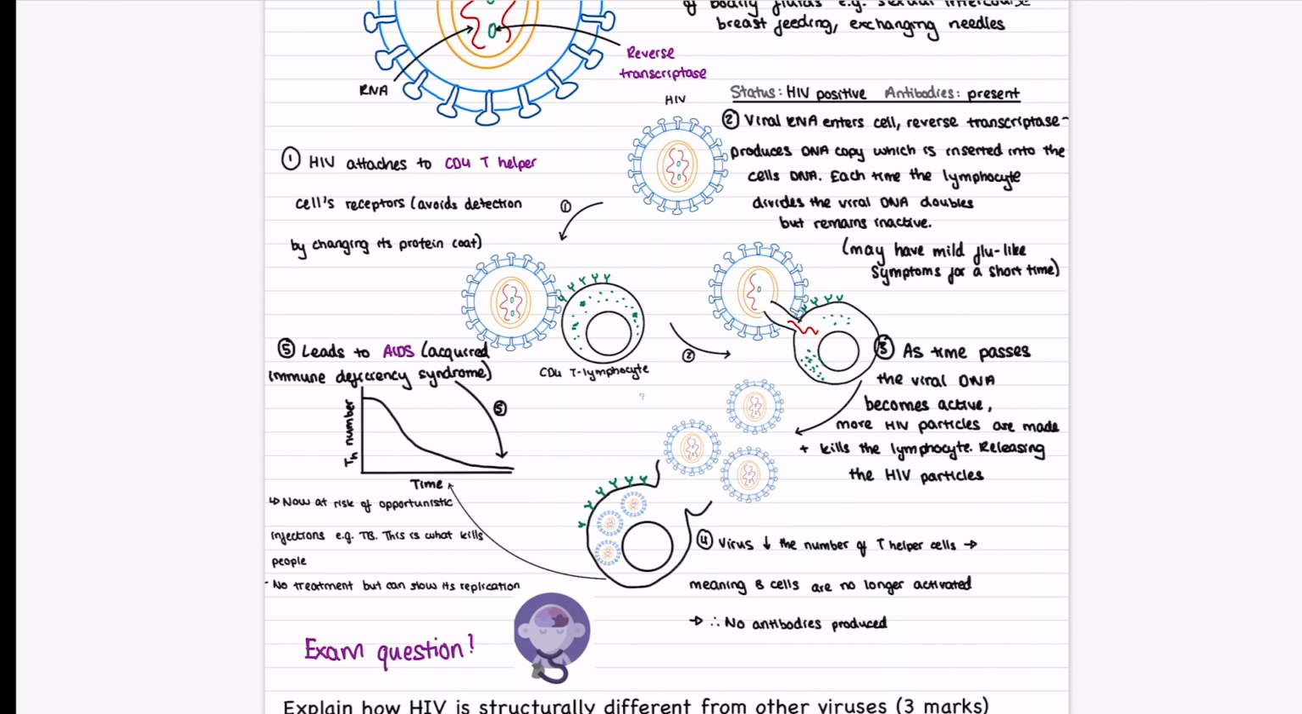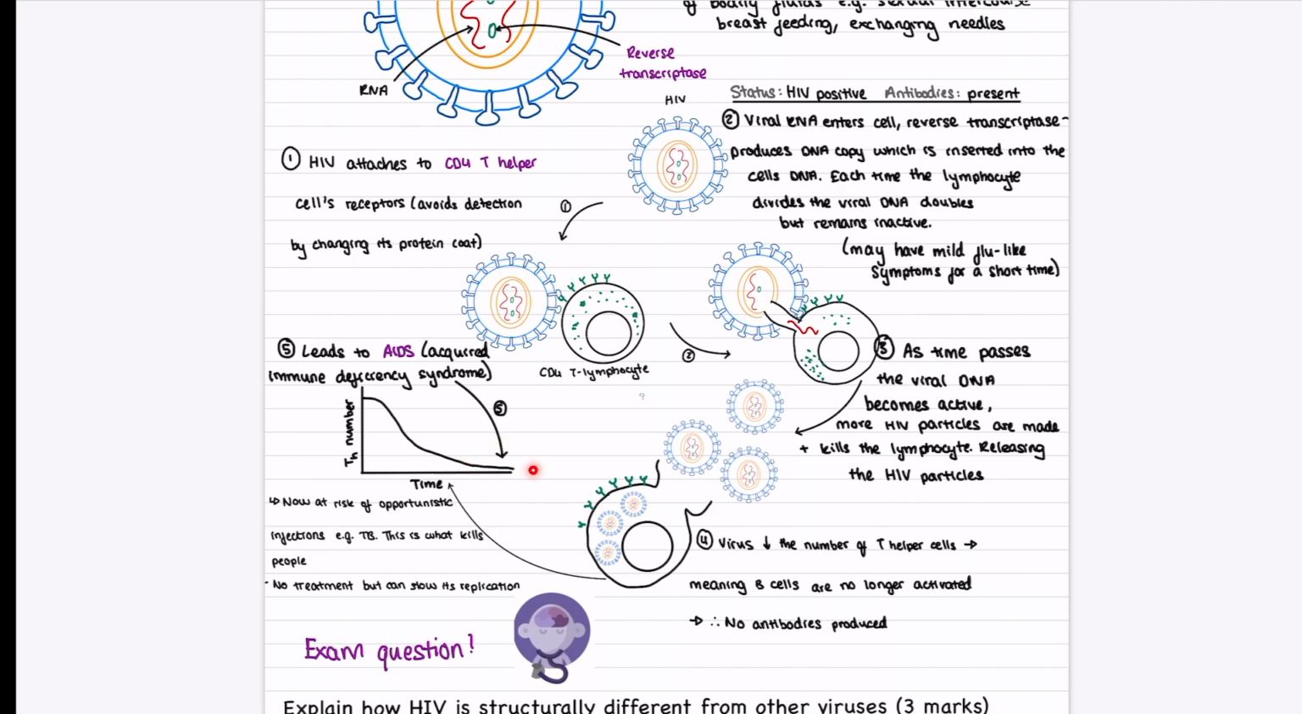As time passes, the viral DNA becomes active and more HIV particles are made, which kills the lymphocytes, releasing the HIV particles. Over time, the virus number reduces the number of T helper cells, which means that the B cells are no longer activated, hence no antibodies are produced. When the number of T cells reaches a certain point, it leads to AIDS. AIDS stands for Acquired Immune Deficiency Syndrome.